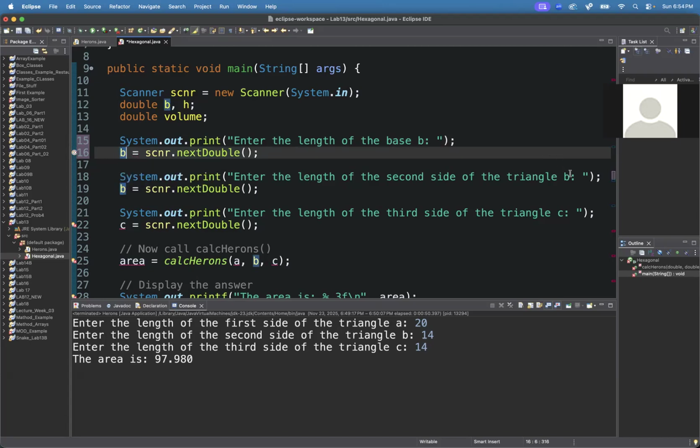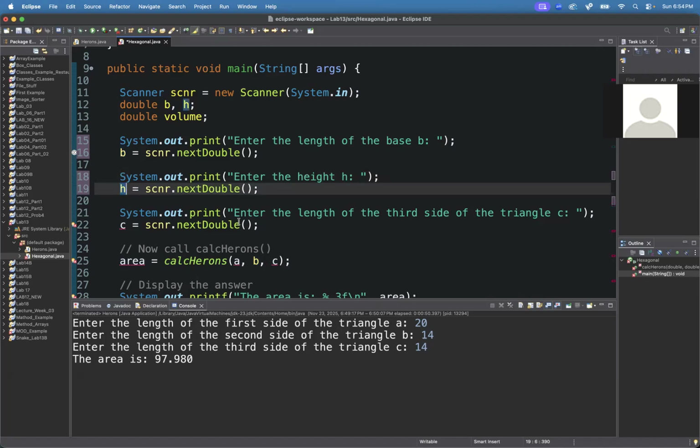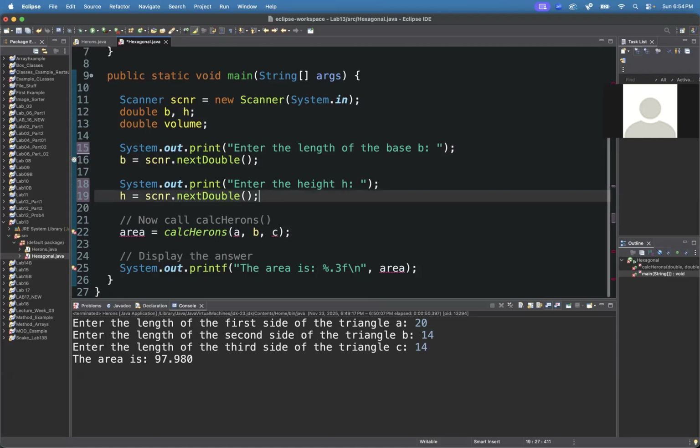And then the next one could be enter the length of the, what was it? Was it height? Yeah, it was height. So it's not actually length. Enter the height, H. And then we could read in the variable H. We don't have a third thing to input, so we can just delete that.